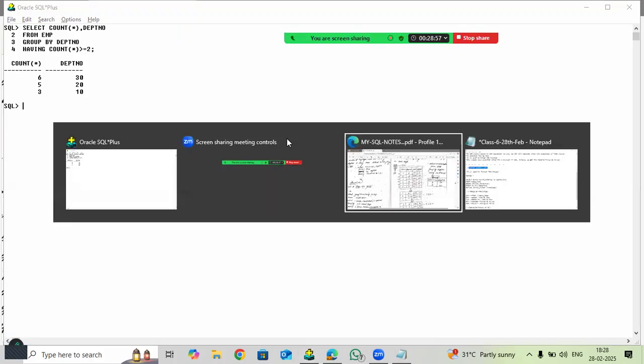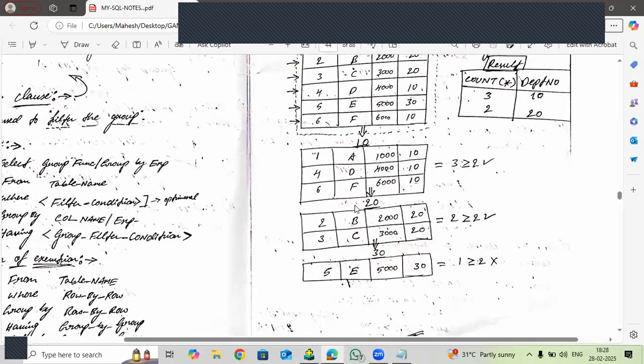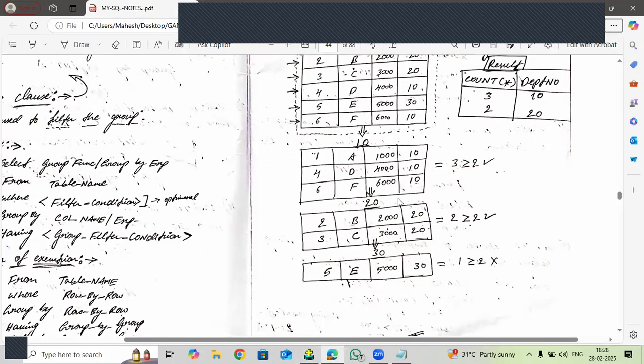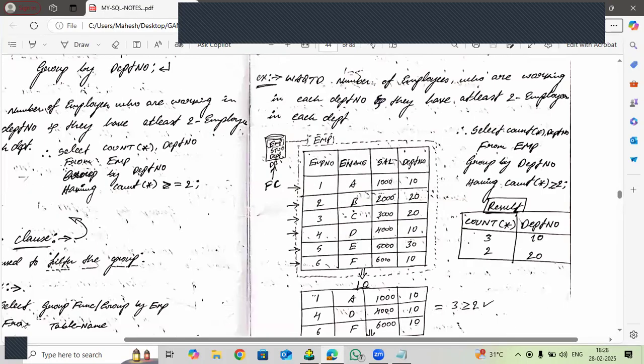I'll explain this once again. See, this is the output given by the group by clause: department number 10, 20, and 30. To these groups, I will use a filter. I will use having clause, and the condition goes in the having clause. So you can see here.